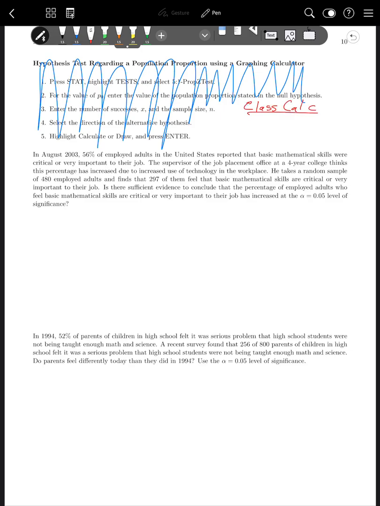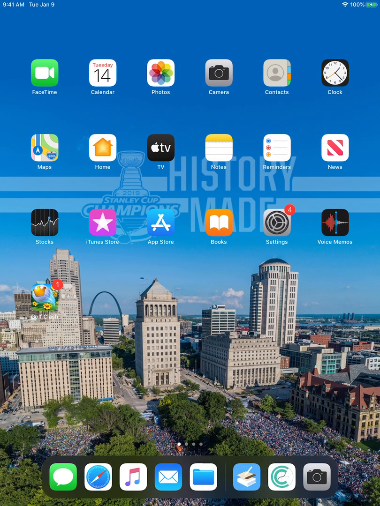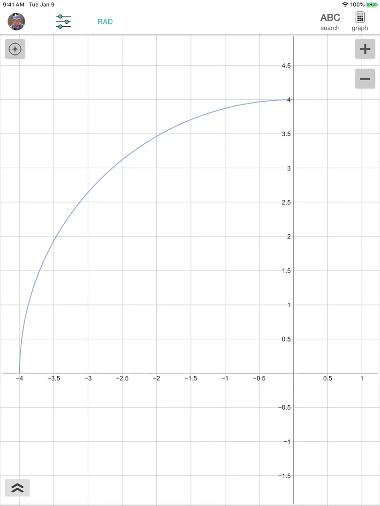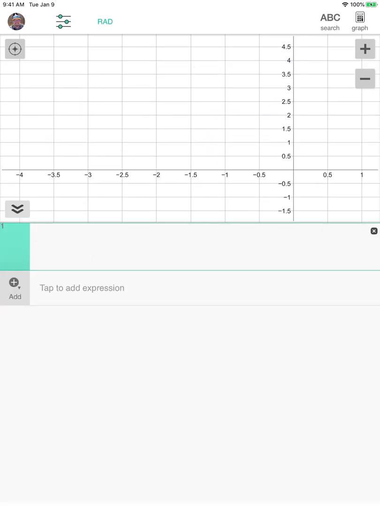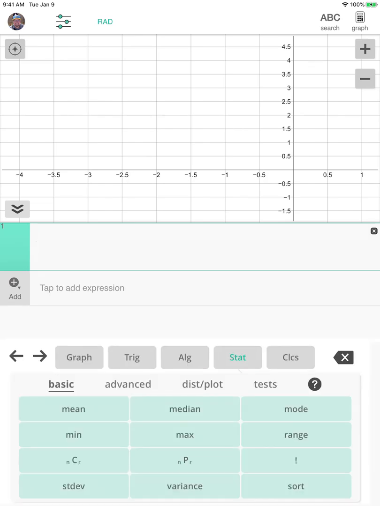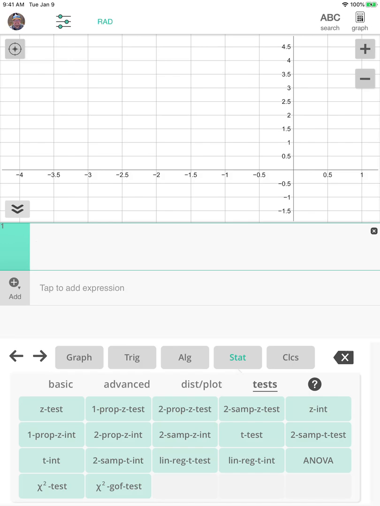Okay, so let's look at where that is in ClassCalc before we get into the problems here. If I click on my ClassCalc and I'm in the graphing function like this, I'm just going to clear out what I was working on with calculus the other day. And we're going to go to stat. We're going to go to test because we're doing a hypothesis test. And then for this, we're dealing with one proportions and z-test.